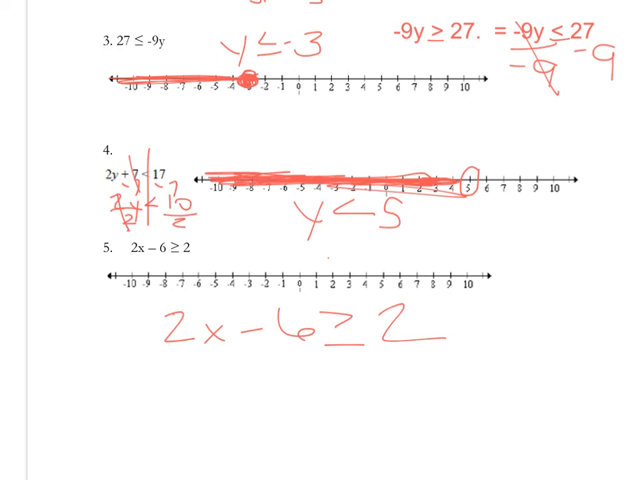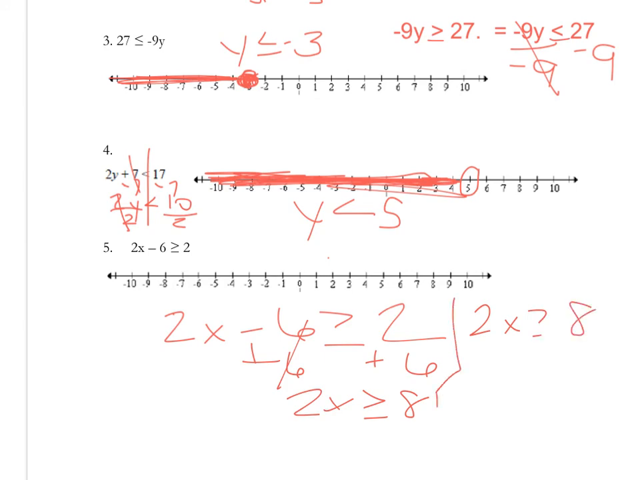So the first thing that I need to do is to get rid of this 6 right here. And in order to do that, I need to do the inverse. So the inverse of subtraction would be to add 6. And that cancels out. And then we're going to do the same thing there. So now I've got 2x is greater than or equal to 8. I'm going to rewrite it over here. Draw a line to separate that. Now in order to solve for x, I need to divide by 2 to get rid of that 2. And whatever I do to one side, do to the other. So x is greater than or equal to 4.